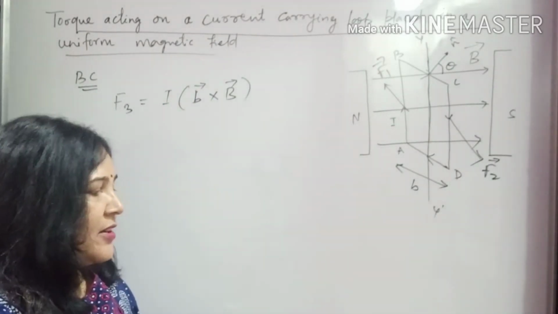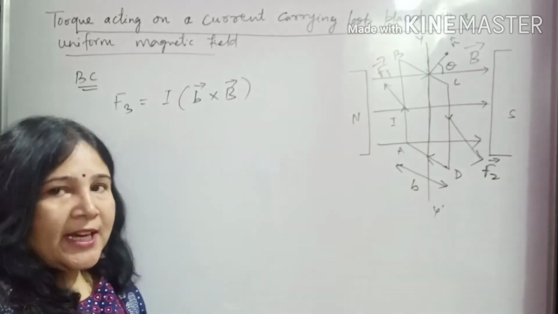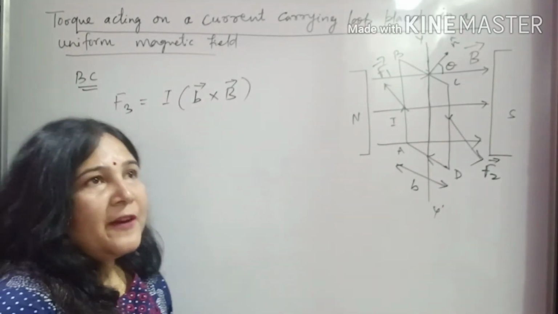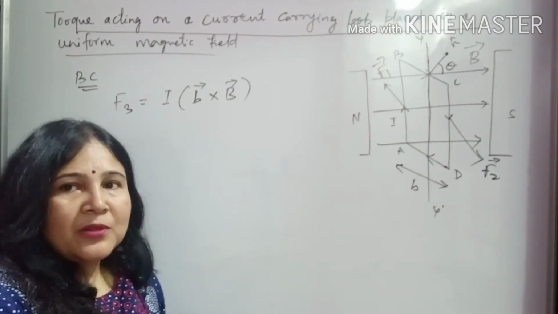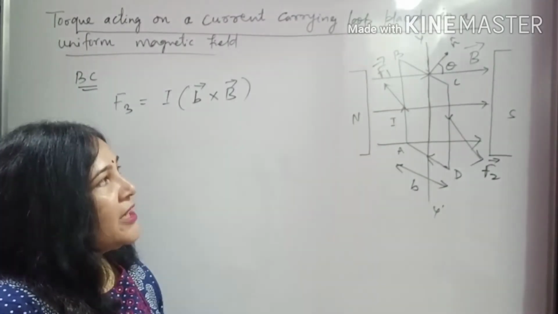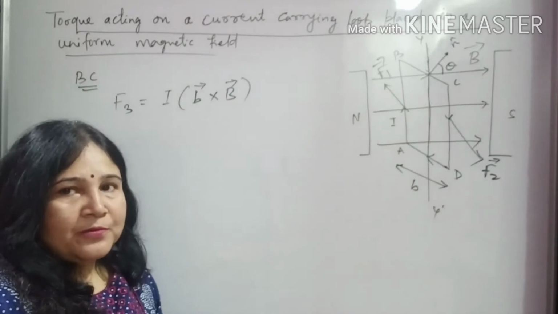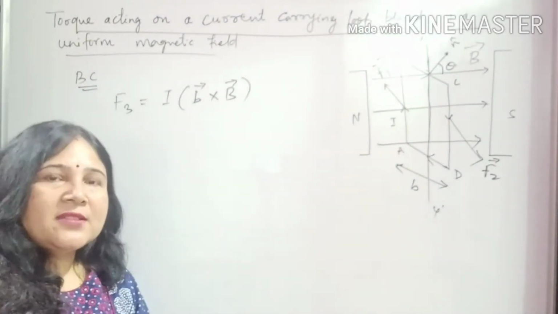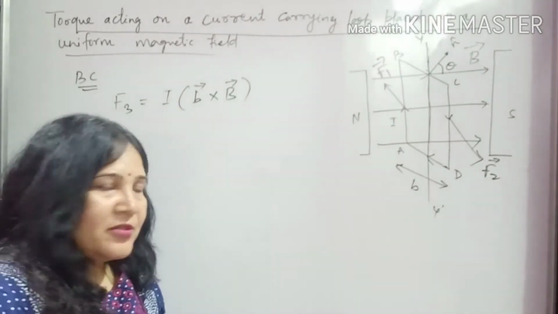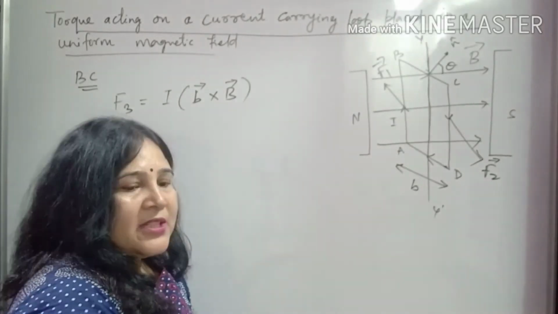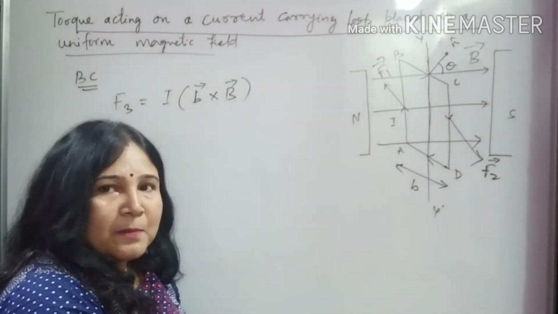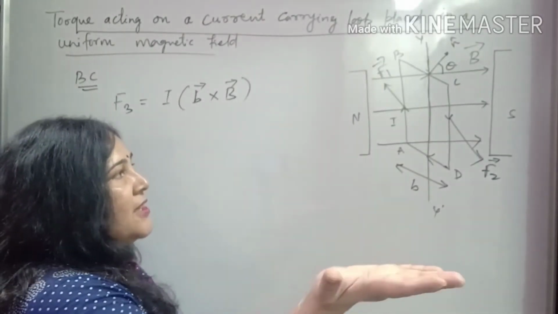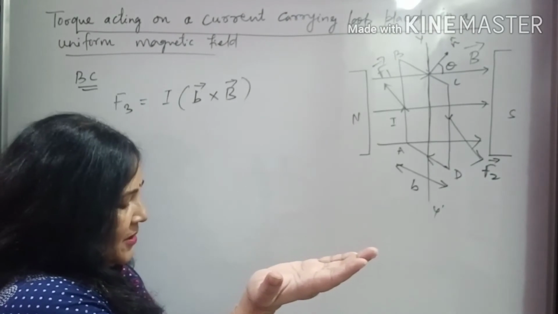But we need to find the direction of this force. To find the direction, we can use the right hand palm rule, or otherwise the right hand screw rule, which can also be utilized. So let's suppose I am using the right hand palm rule to find the direction of force in this case. According to this, the statement is what?